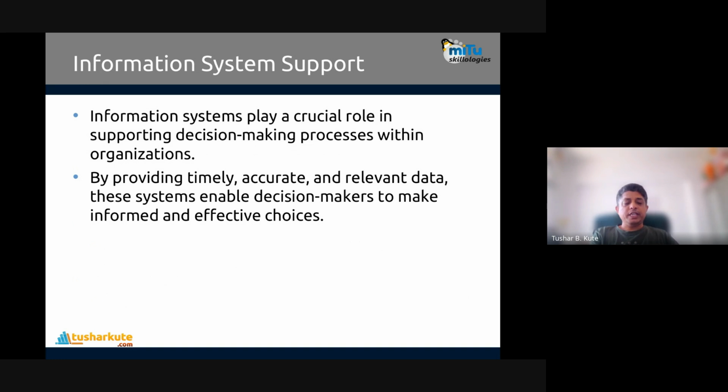In connection with DSS, there is one more system called ISS. ISS means Information System Support, which acts as support for it. It provides timely, accurate, and relevant data. These enable decision makers to make informed and effective choices.